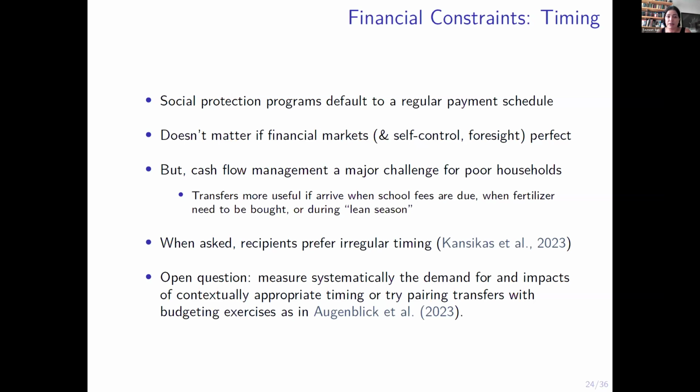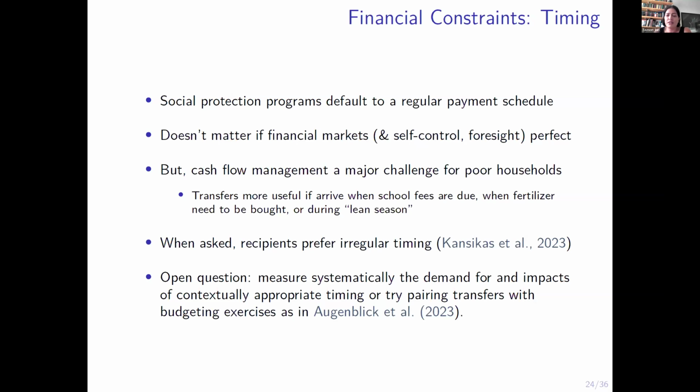Financial markets are not perfect, right? And we know cash flow management is a major challenge for poor households, right? Transfers would be more useful if they arrive maybe when school fees are due, when you want to buy fertilizer, maybe during lean season. And so recipients do prefer irregular timing when asked.